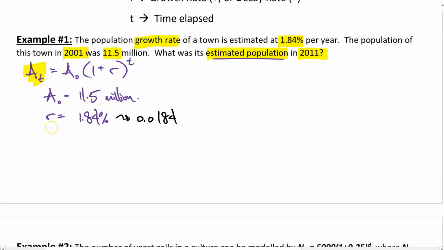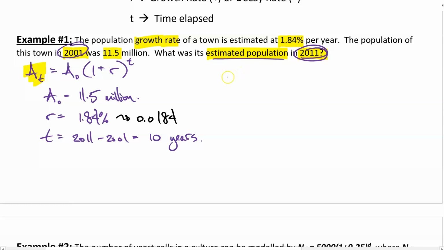Next, what about T? Is the amount of time, right? So you could see we're actually looking at 2011, but we started off with 2001. So the amount of time that passes is 2011 subtract 2001, which actually gives us 10 years. Okay? So let's take these numbers, let's plug it into the equation, see what pops out.